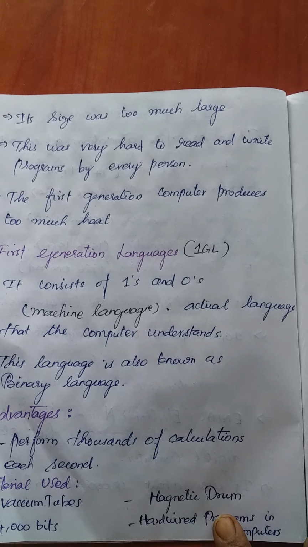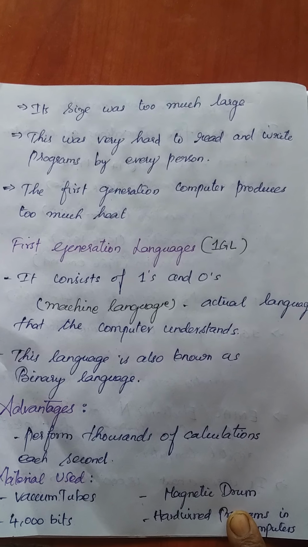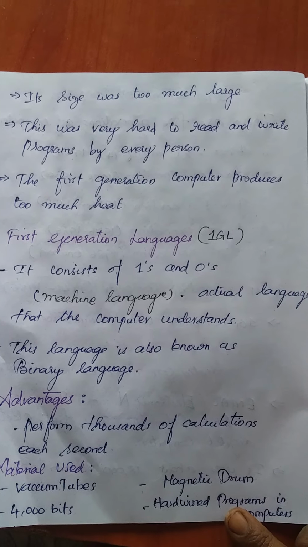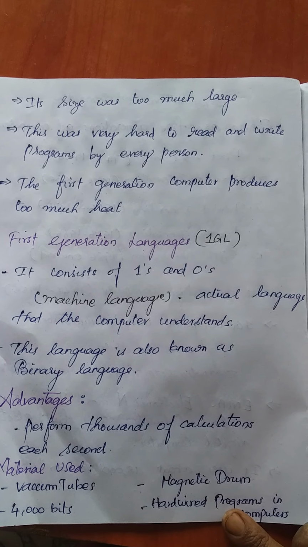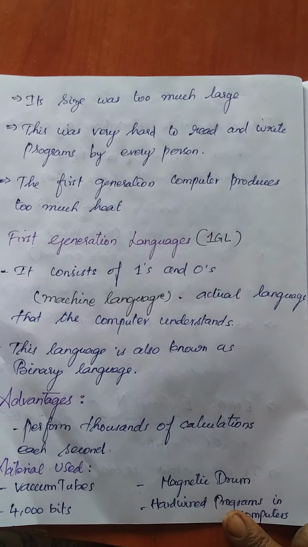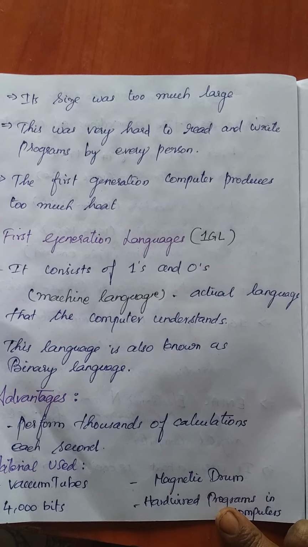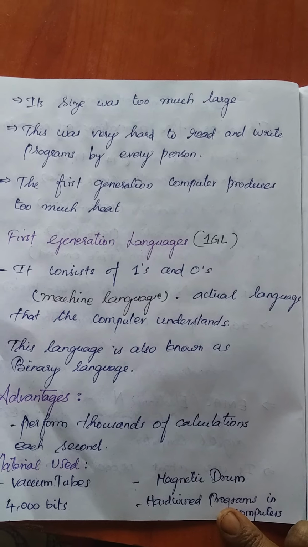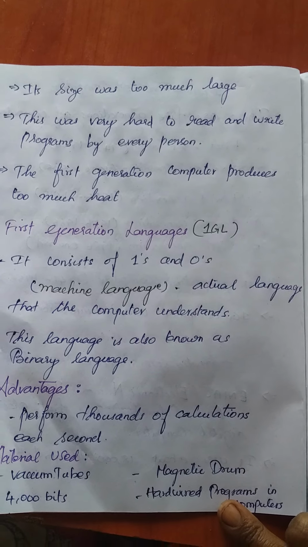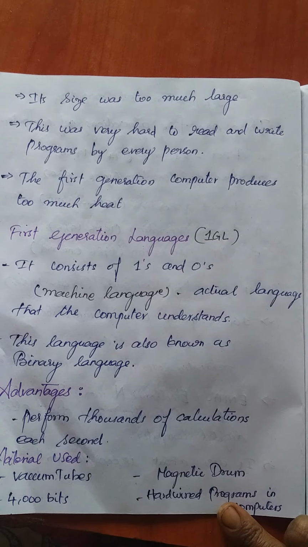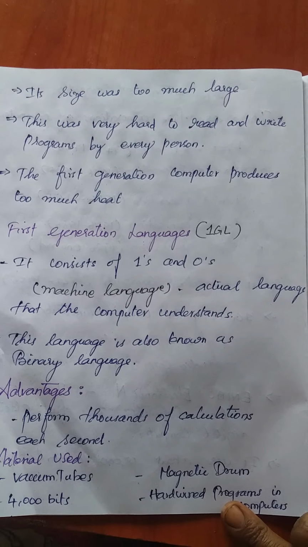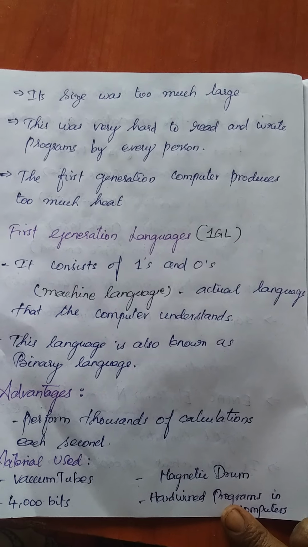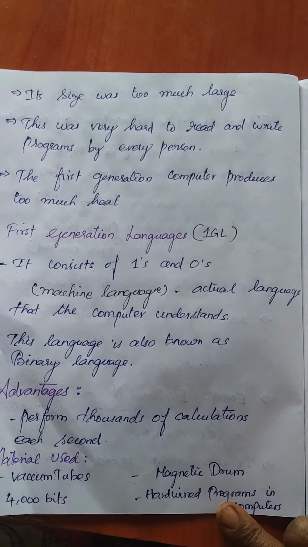It produced much heat. The language used in the first generation computers was called first generation language. It used only zeros and ones. It directly used the machine language. The machine can understand only zeros and ones, that is, binary language. We use zeros and ones to write a program to give instructions to the computer. The data is also given only in the form of zeros and ones.